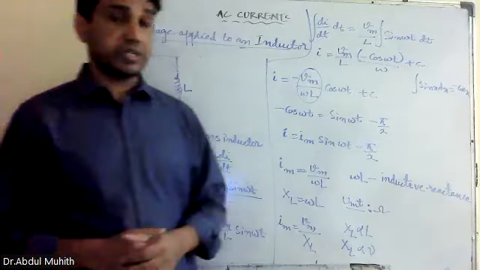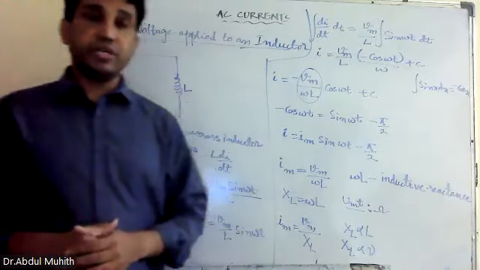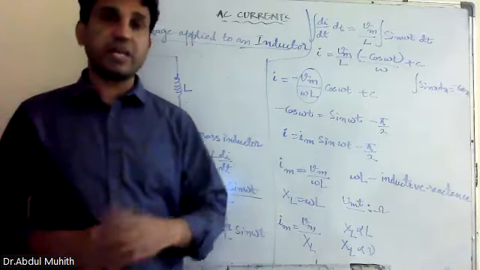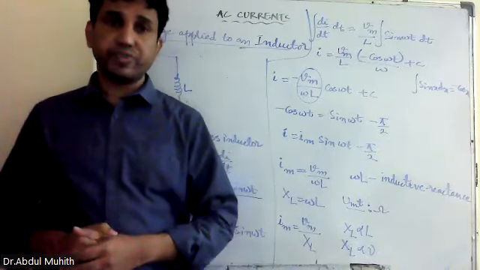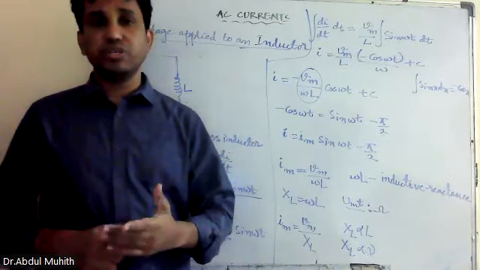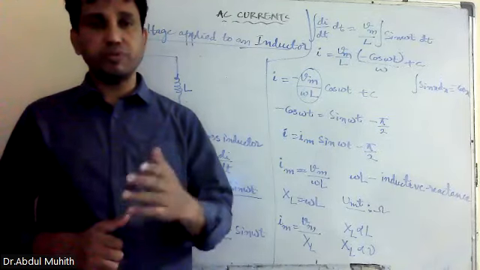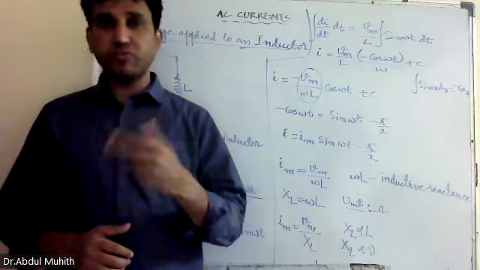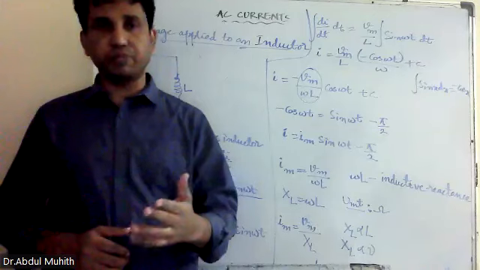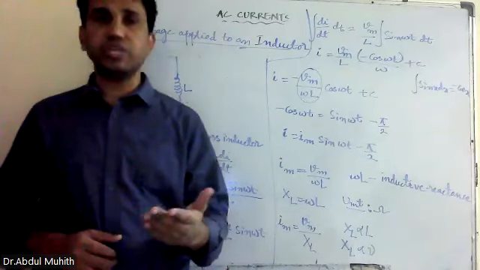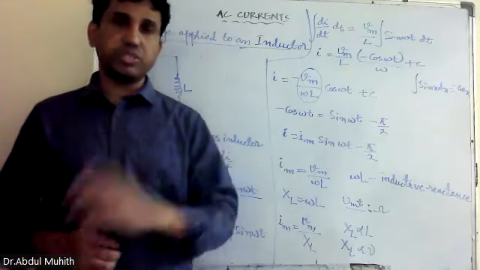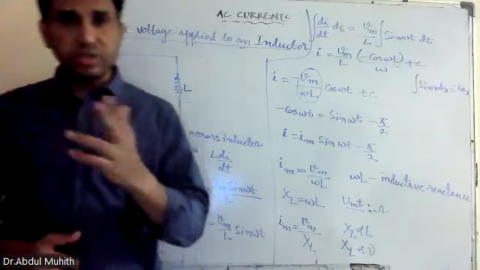Next is the inductor. What is an inductor? An inductor stores magnetic energy in the form of a magnetic field. The second function of an inductor is the same purpose: it is also used for filtering, to block DC and allow AC to pass through it. So these are the three components.